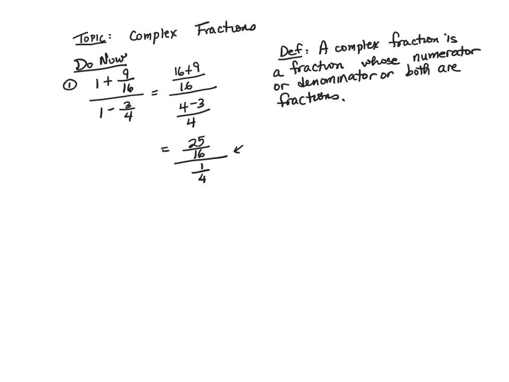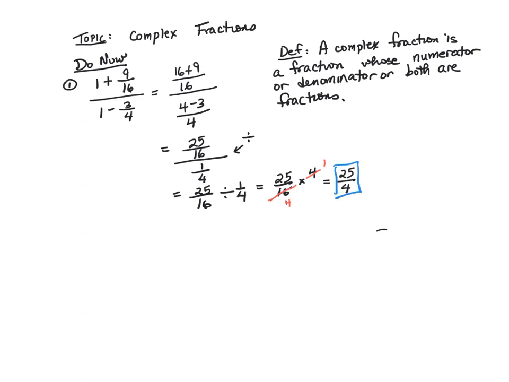And this means division. So we could rewrite this as 25 sixteenths divided by 1/4, which is 25 sixteenths times 4. And of course, the numbers divide through here. This goes 4 times and this goes once. So the answer is 25/4. And that's our final answer.